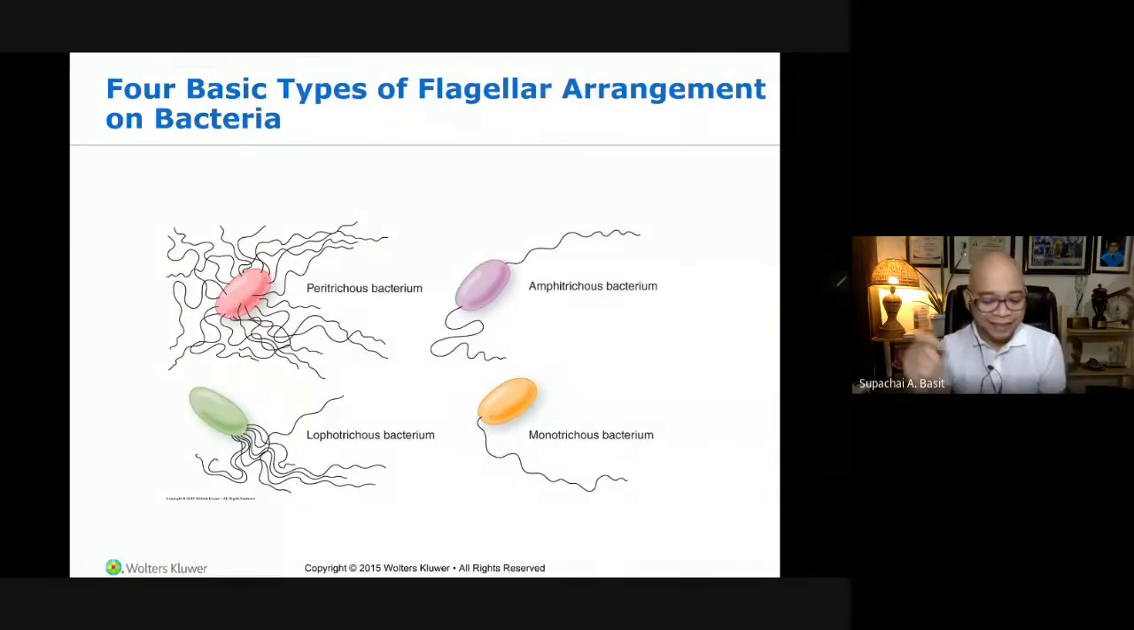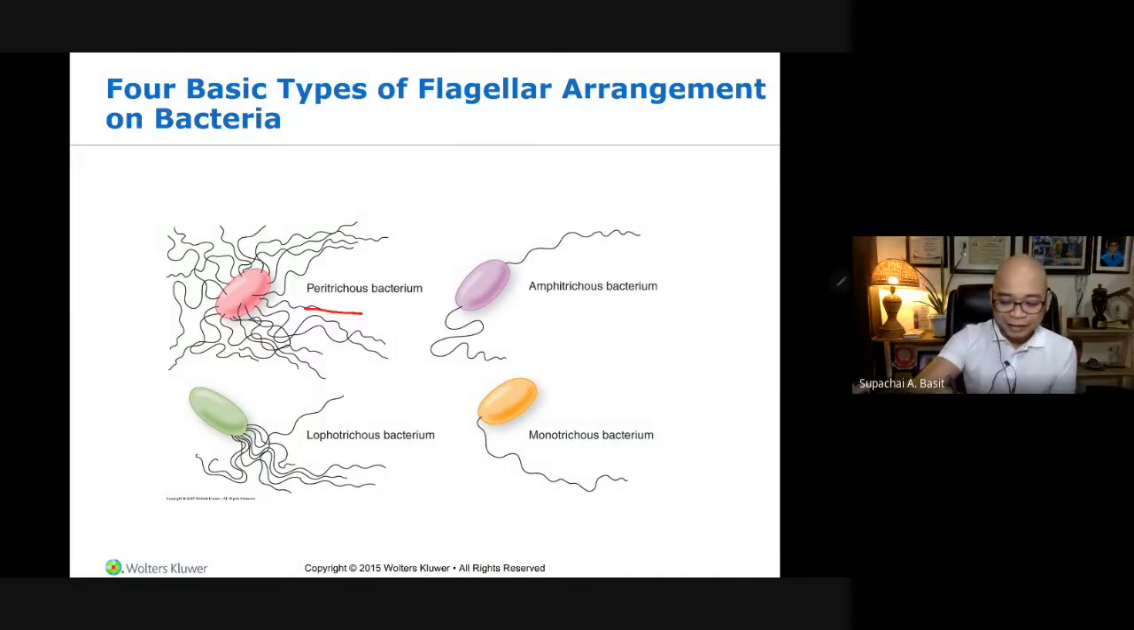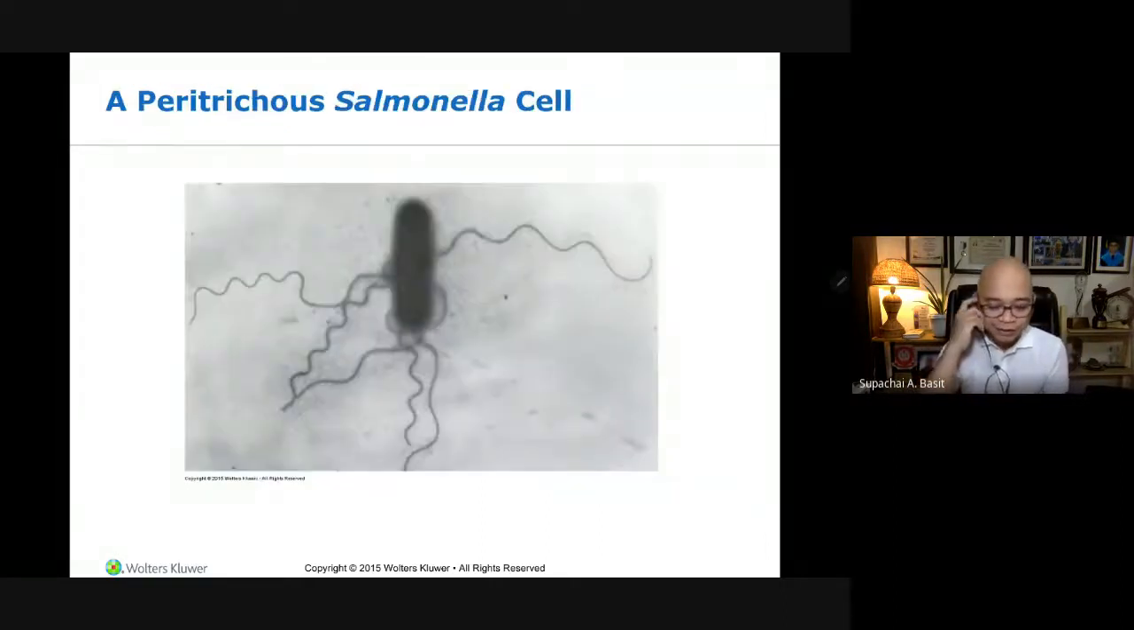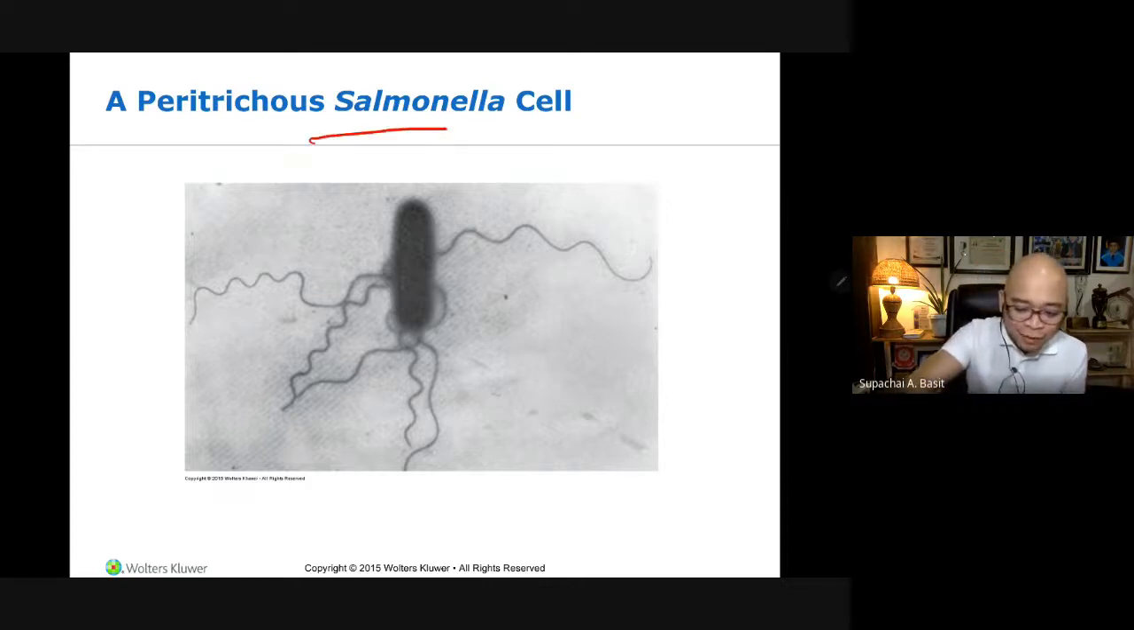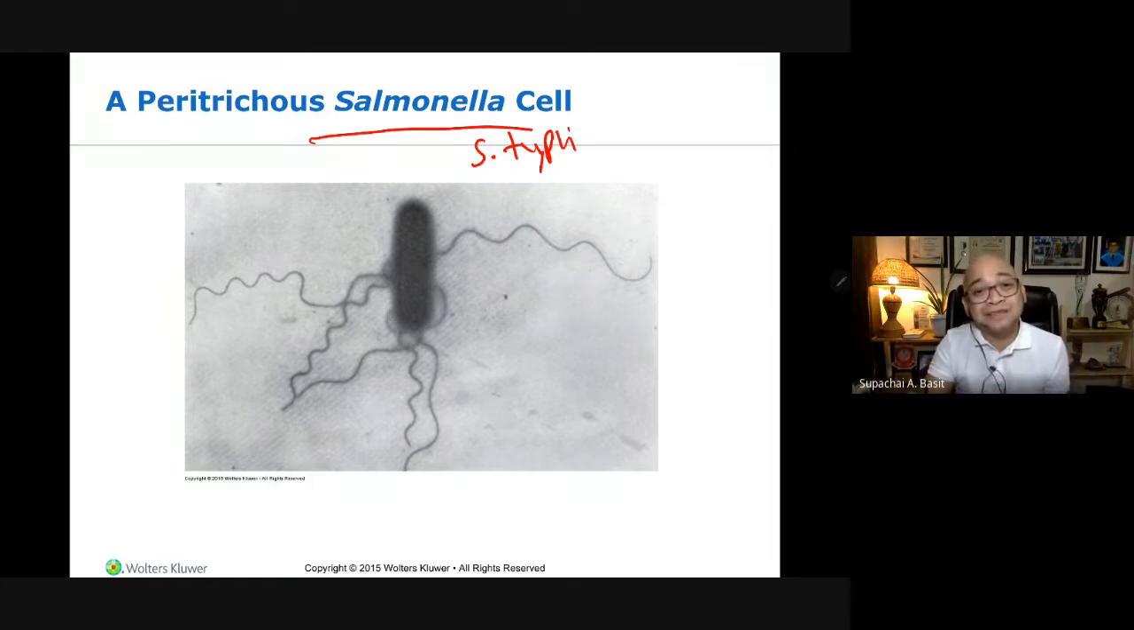Again, this is the peritrichous, and then this is the amphitrichous, monotrichous, and lophotrichous. This is how they look under the transmission electron microscope. This one is an example of peritrichous flagella of Salmonella. By the way, if you're familiar, Salmonella typhi can cause typhoid fever.